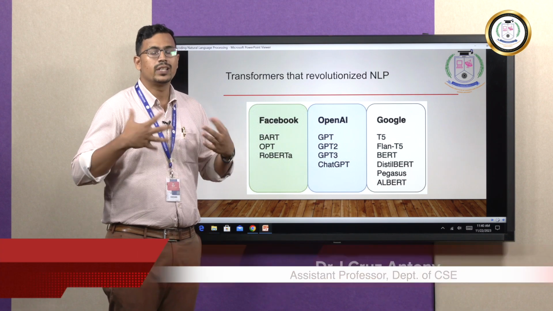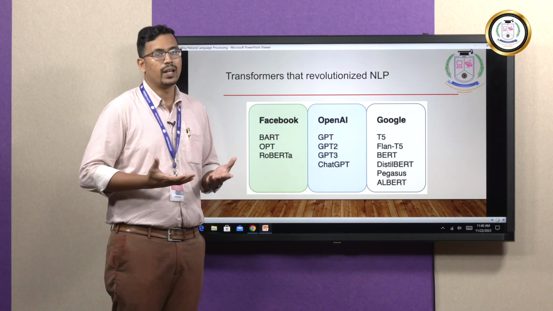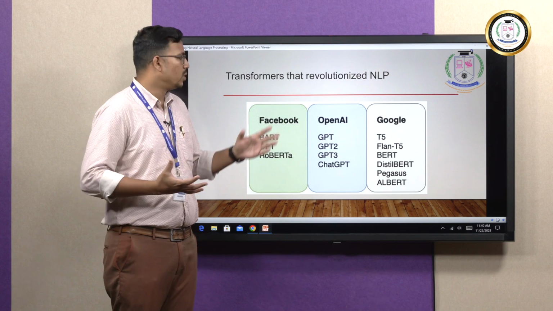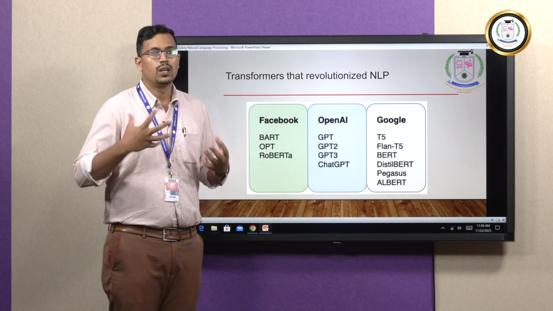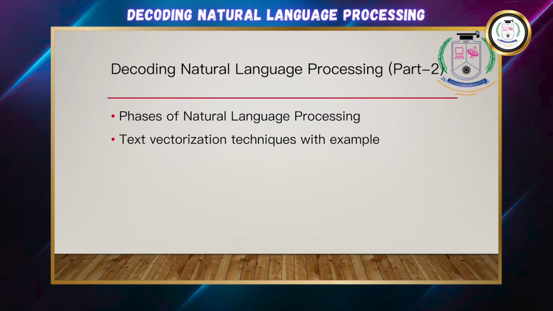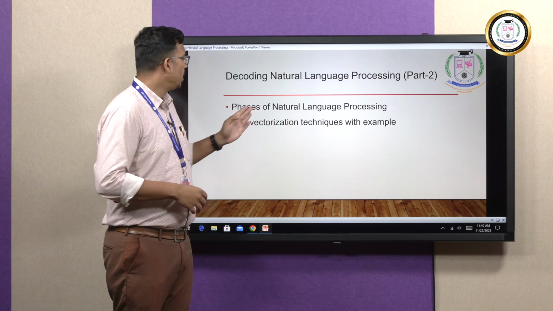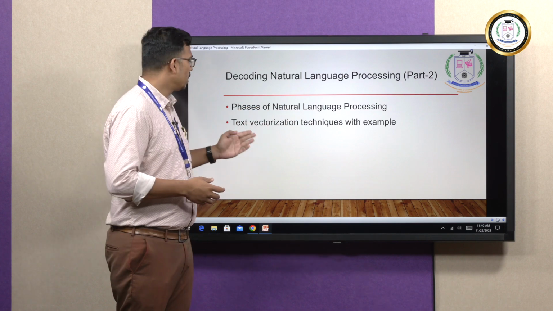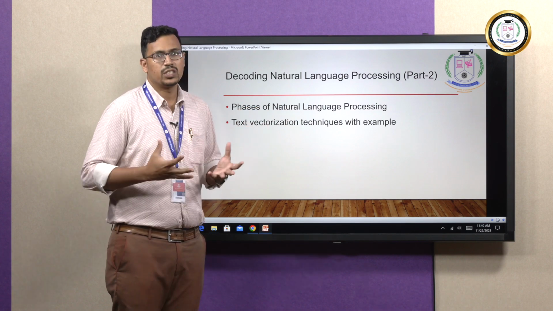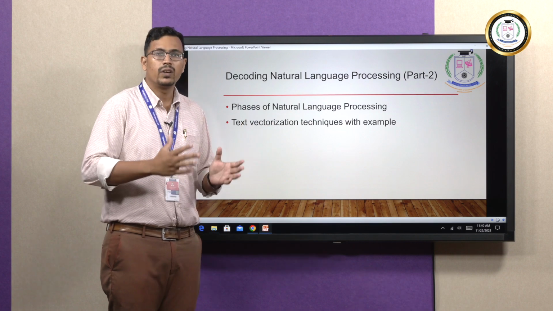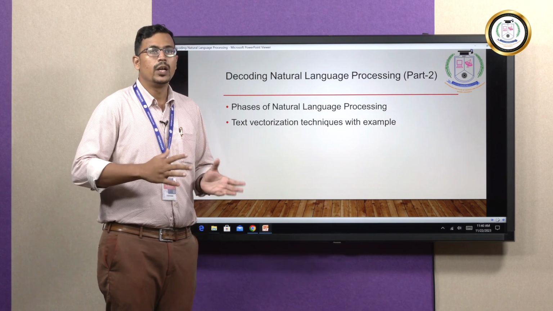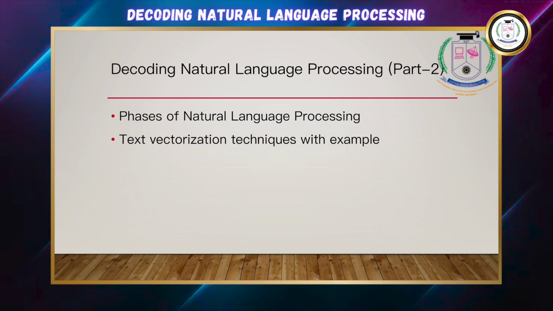Nowadays, large language models, you might have heard about LLMs, use these transformers as a function. So this is all about today's topic. In the next topic we will be seeing the phases of natural language processing and the text vectorization technique, which is the process of converting your word tokens into numerical vectors so that the machine can understand them, with an example.